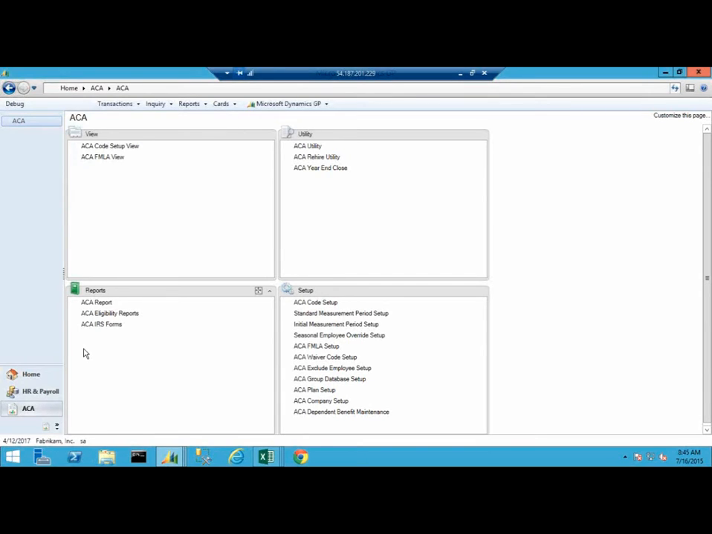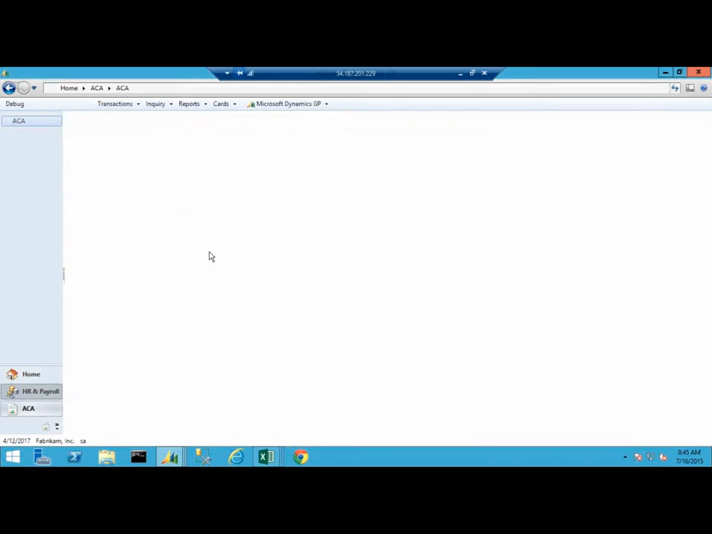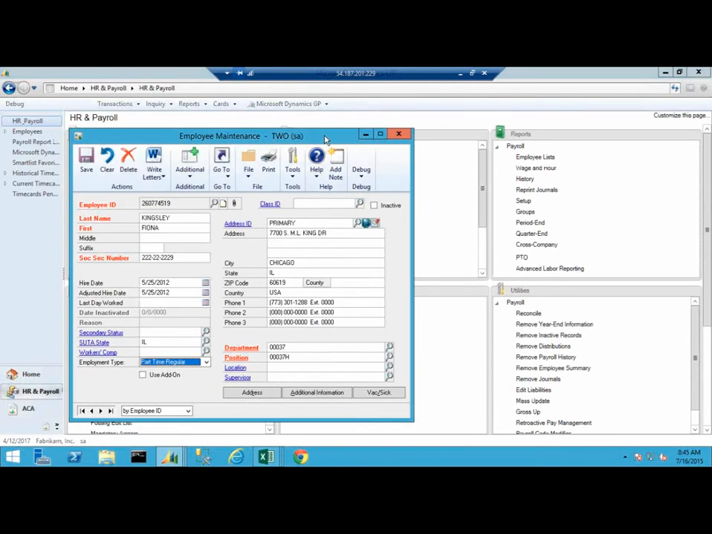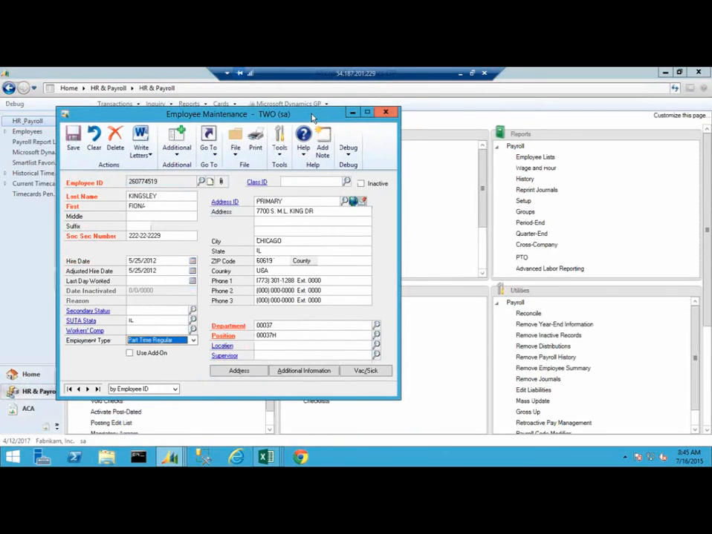So let's go back now and bring it all together. I come over here, and I'm going to look at this person right here, Fiona Kingsley. I'm going to talk about her in a minute. I want you to remember she is a part-time employee. She was hired 5/25/2012. When you get our application, you get these two boxes.